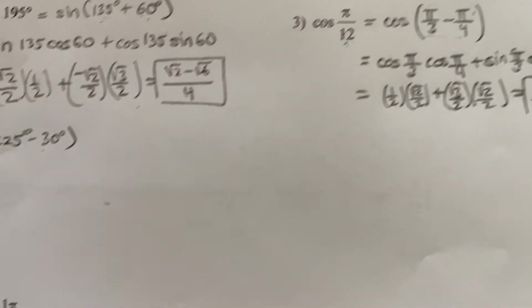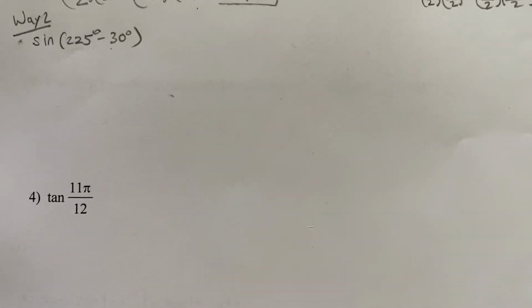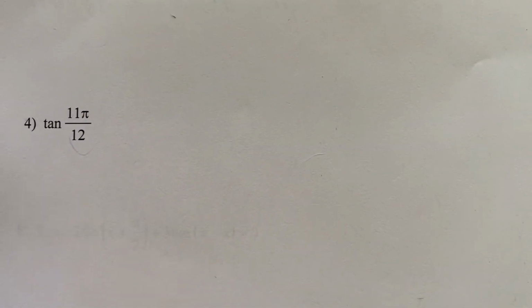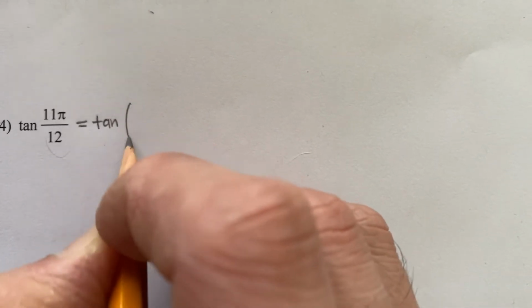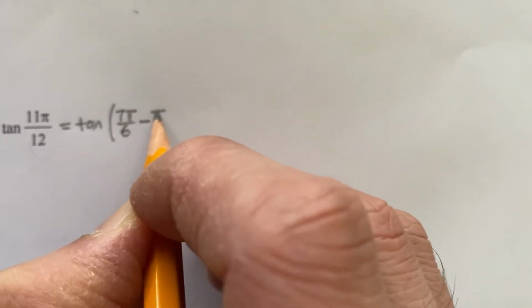Let's do this last problem on this first page. Let's do a tangent one: the tangent of 11 pi over 12. This one's a little bit trickier in the sense that for 11 pi over 12, you're going to have to play around with some of the radian values that are on your unit circle. And if you play around with it, you should get tangent of 7 pi over 6 minus pi over 4.